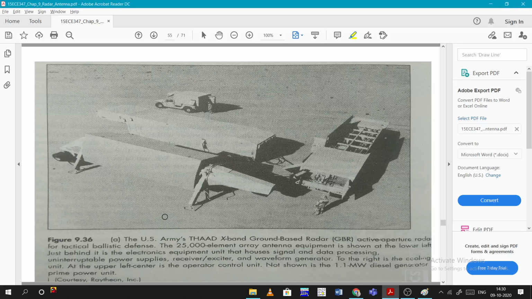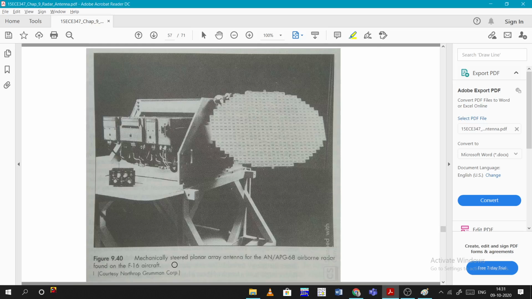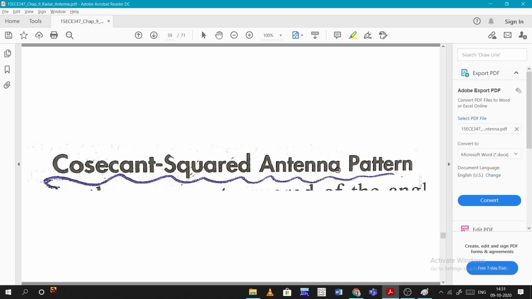So there are a few practical antennas. This is a ground based radar, and this is one type of radar, an active aperture radar. This is like a mechanically steered planar array antenna. And one more type of antenna is called pulse Doppler radar.